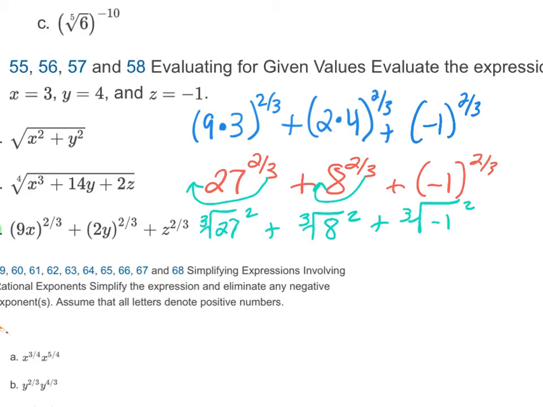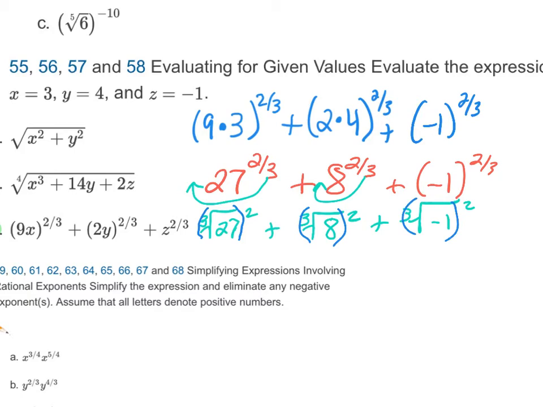Now we talked about this on the first day. You can do this two ways. You can square 27 and then find the cube root of it. You can square 8 and then find the cube root of it. I think the best thing to do is find the root first and then raise it to the exponent. You can do it either way. It's just your computation is going to be smaller if you do it this way.